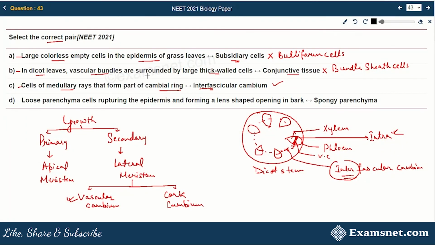Now, what does option D say? Loose parenchyma cells rupturing the epidermis and forming a lens-shaped opening in the bark is spongy parenchyma. So this is also false because these are not spongy parenchyma. These are known as complementary cells.